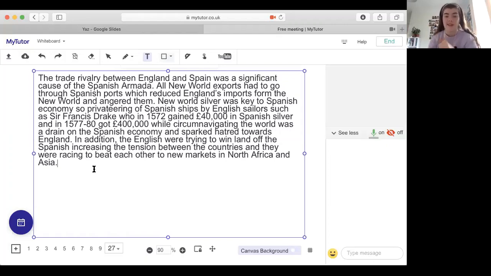So in 1572, they gained 40,000, and in 1577 to 80 they got 400,000. The only thing she actually hasn't done is linked it back to the question. So to improve this answer, this would have got maybe 3 out of 4 for this paragraph. She could have just linked it back to the question. So just saying something like, therefore, trade rivalry was a big cause of the Spanish Armada, just to sort of sum it up, link it back to the question, show the examiner that you're focused. But all in all, that was a good answer.